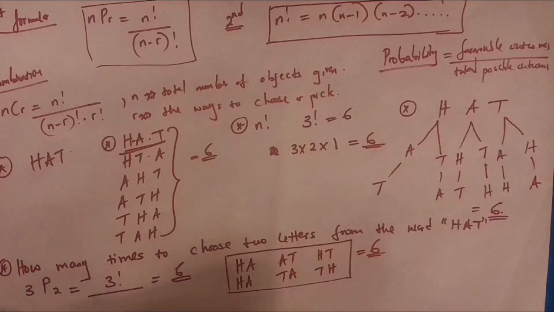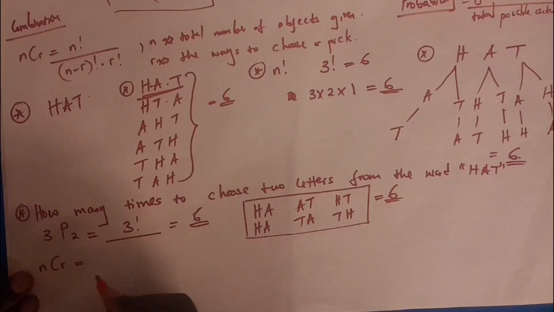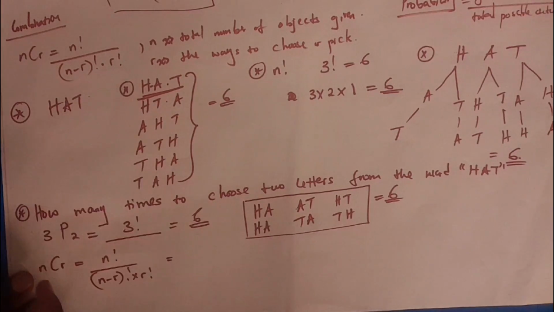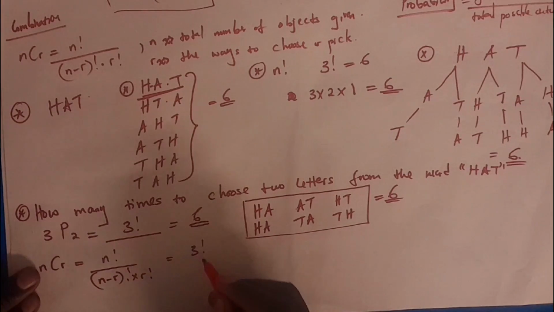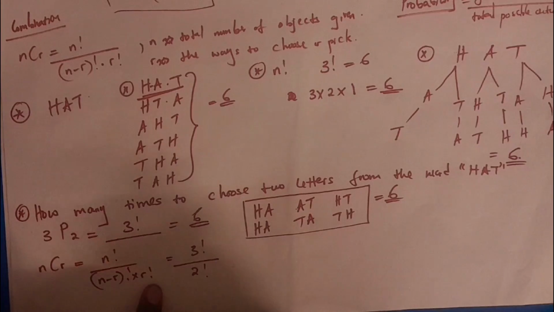So this is what our question is asking. We can also use the combination here. On the combination, the formula is n choose r, which equals n factorial over n minus r factorial multiplied by r factorial. Now, if you look here, we've agreed that our n is 3. So we're going to say 3 factorial over, and below we've said that n minus r is 1 factorial, which is just 1, and then r factorial means 2 factorial.